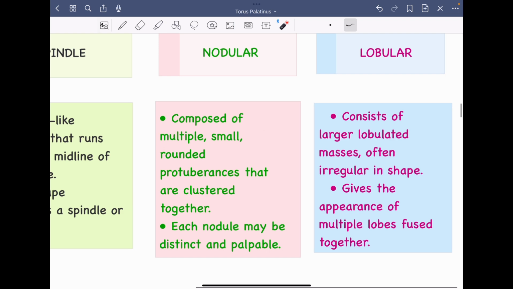Our last variety is the lobular type. It basically consists of large lobulated masses which are often irregular in shape, right? In case of nodular, we had multiple small and rounded protuberances, but here there are large lobulatory masses. And they are often irregular in their shape, and it gives the appearance of multiple lobes which are fused together. In nodular variety, we had distinct nodules which are palpable. Here multiple lobes are fused together.